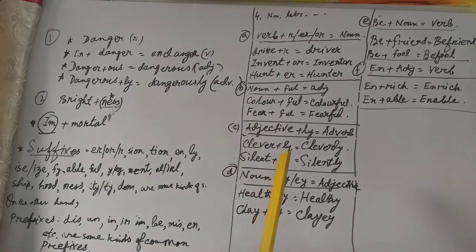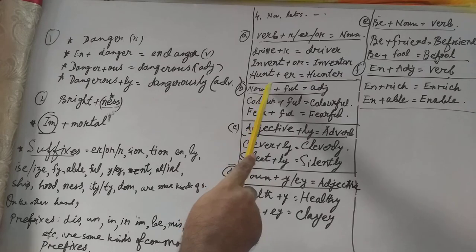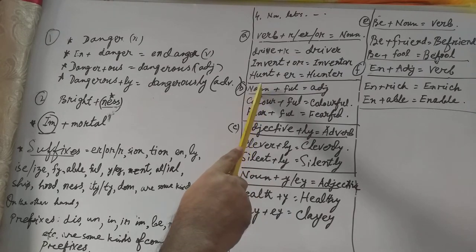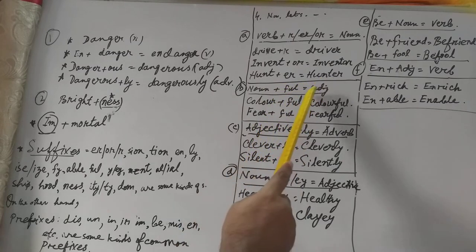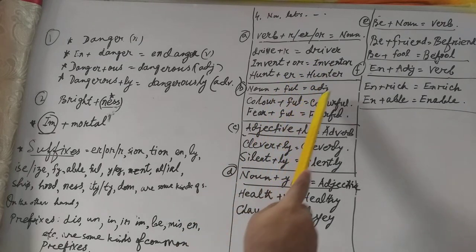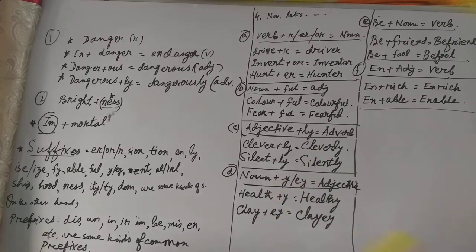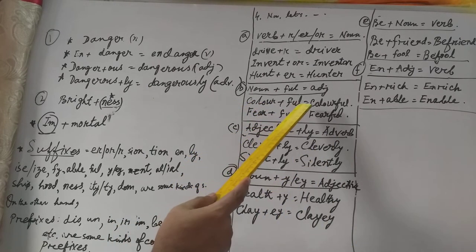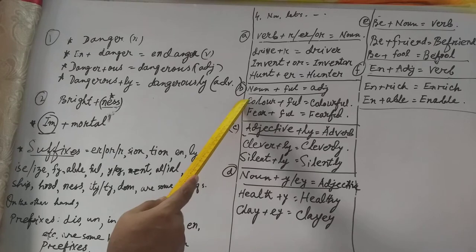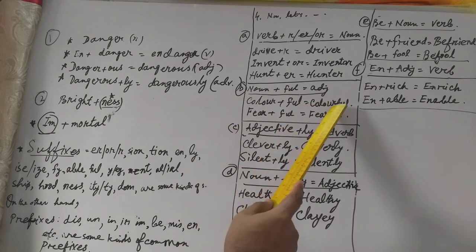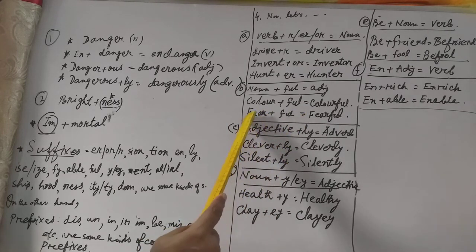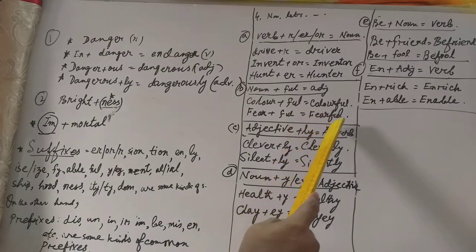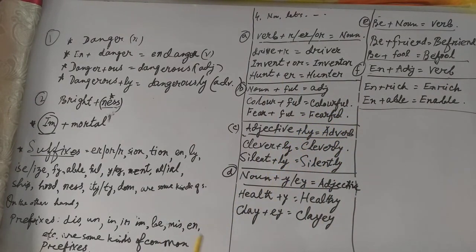We go to another form. If the root word is a noun, or the basic word is a noun, and if you add FUL with this word, then the word becomes an adjective. For example, if you add FUL with the word color, then the word becomes colorful. Also here, if you add FUL with the word fear, then the word becomes fearful.